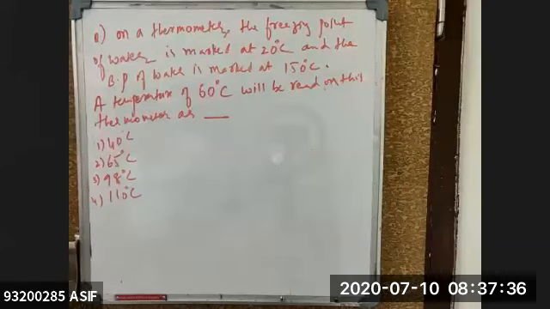98, sir. 98. Got it, everyone? 98, very good. So what is the relation? C by 100 equals 98. Very good. The other temperature, the thermometer, what?